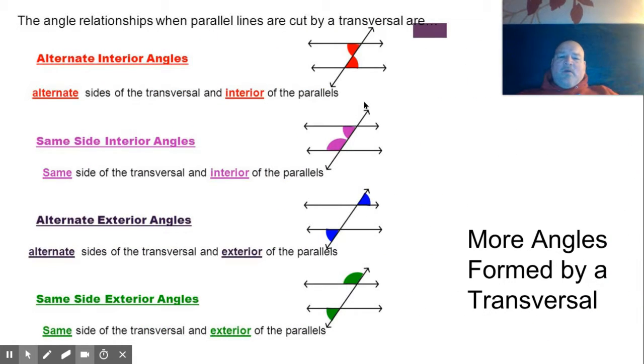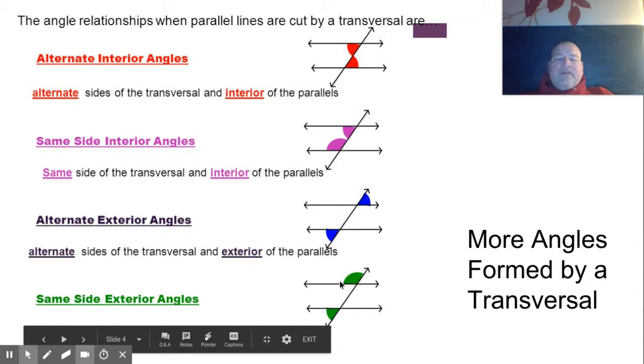alternate interior angles, like the ones in red, are on alternate sides of the transversal and interior of the parallels. Same side interiors are on the same side of the transversal and interior of the parallels. Alternate exteriors are on alternate sides of the transversal and exterior of the parallels, like what's in blue. This is one that we didn't really talk about yesterday, but it is a pair: the same side exterior angles, outside the parallels on the same side of the transversal.